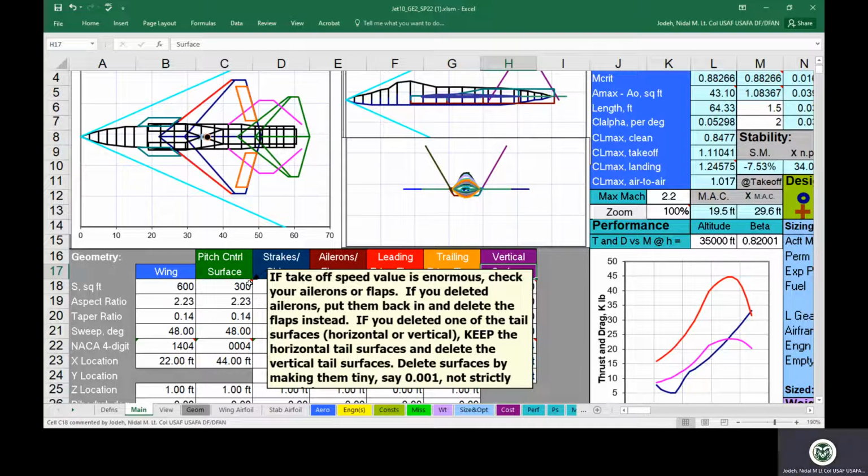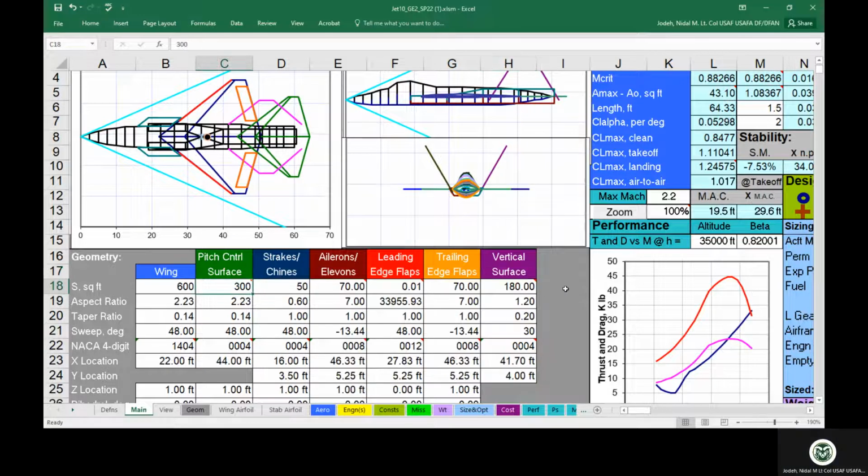We're going to just delete the pitch control surface for now, and I'll go back and show you your other choice, 0.001. By doing that, watch the image. It effectively makes it go away. If you put 0 in, it blows up the spreadsheet and it doesn't work. That gets rid of that.